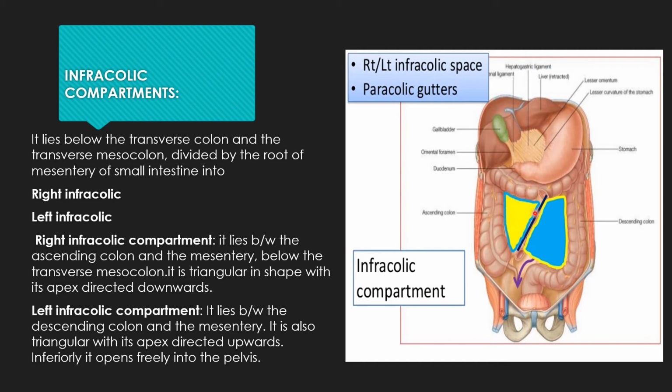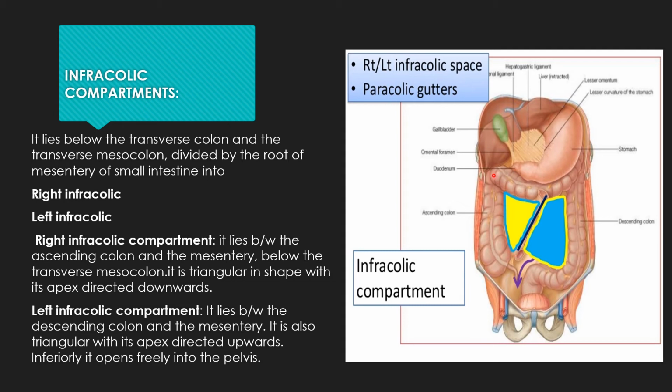So it lies below the transverse colon and the transverse mesocolon, and you see this is the root of the mesentery running between this infracolic compartment, dividing this compartment into two parts, that is the right infracolic compartment and the left infracolic compartment. So the right infracolic compartment lies between this ascending colon and the root of the mesentery, and it is triangular in shape, and the apex is directed downwards.